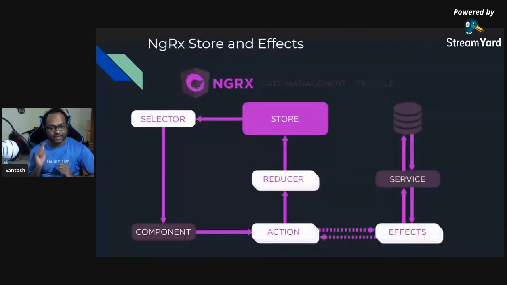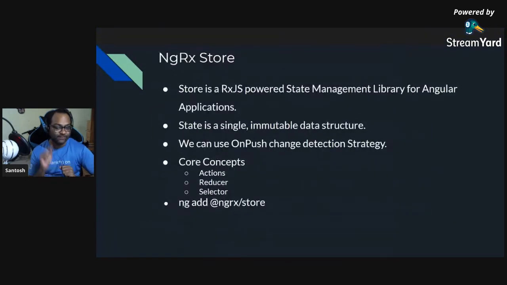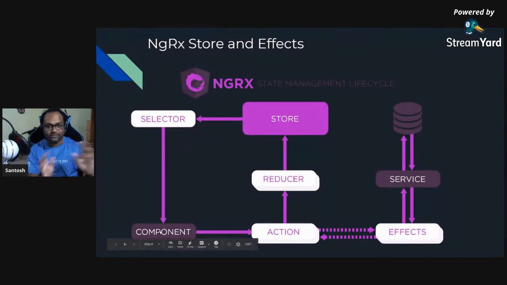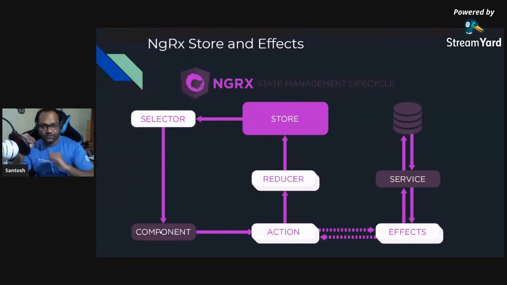Next, as I said, there are three core concepts. Let's go back to this slide. Three core concepts: actions, reducers, selectors, and this is what we are going to discuss in this diagram. The most important part of your application is, of course, your component, right? Without a component, nothing will happen. A component will always be responsible for raising an action. For example, I want to get the product information. That's an action.